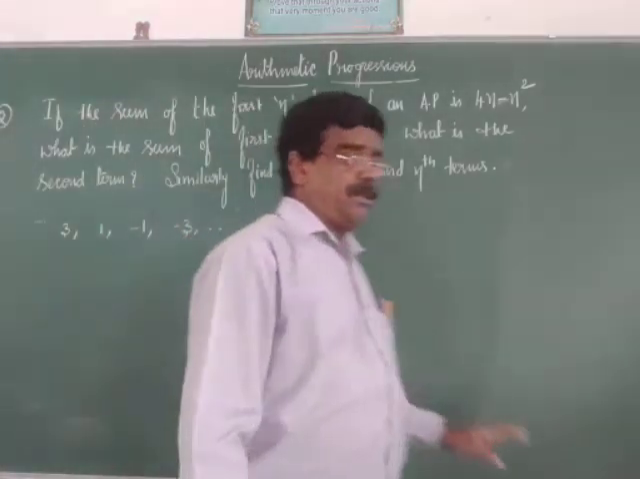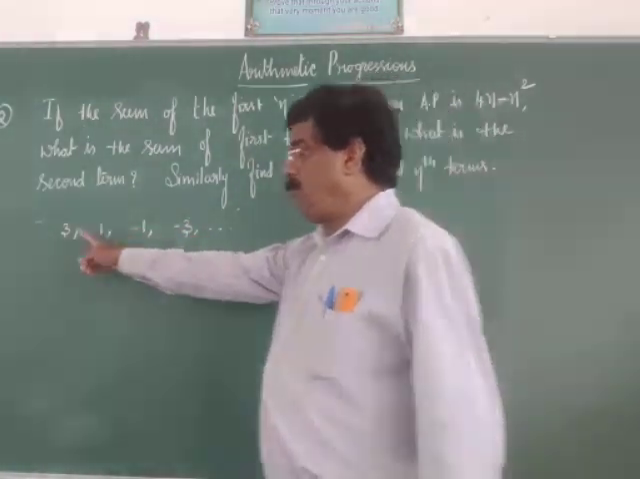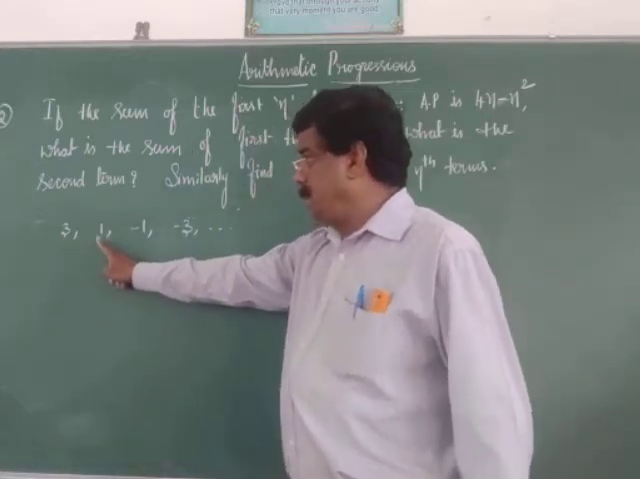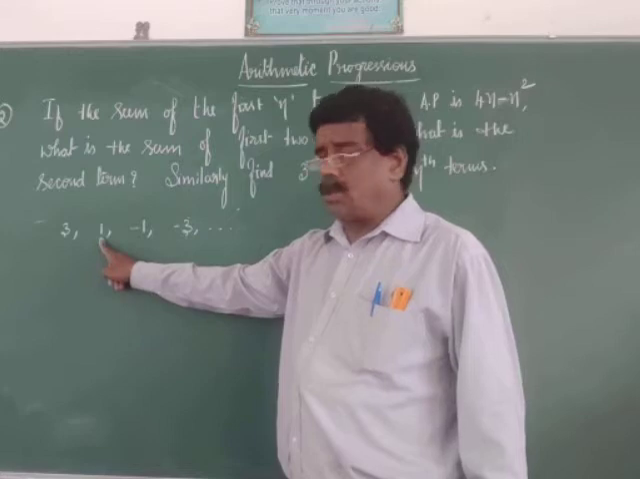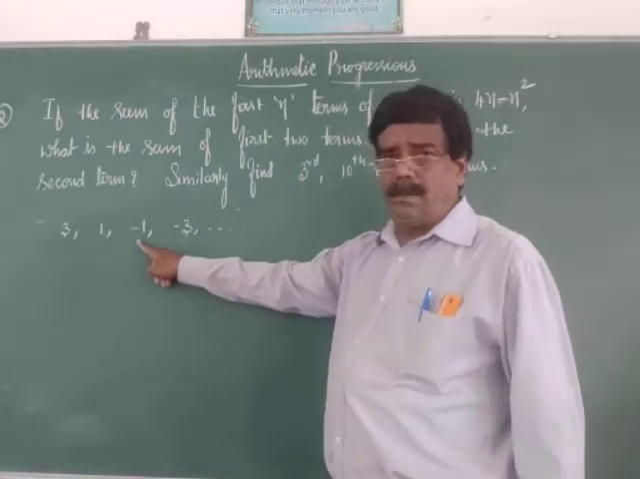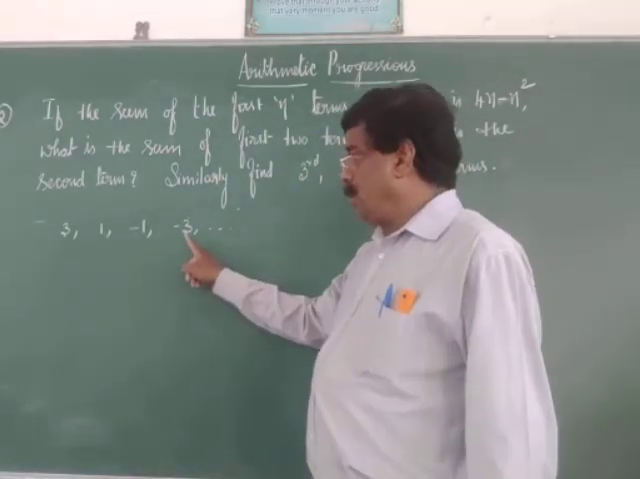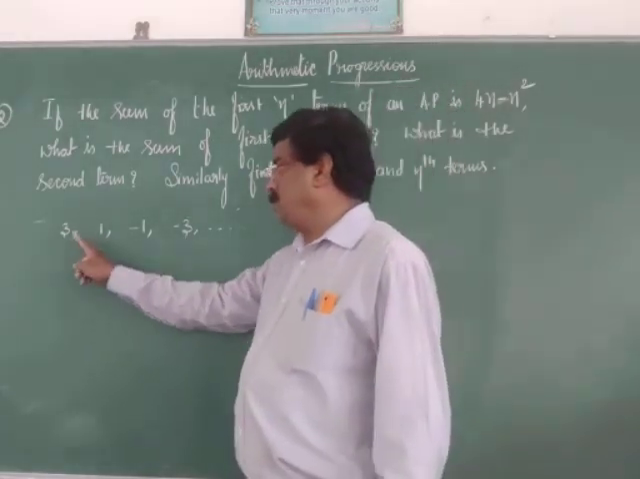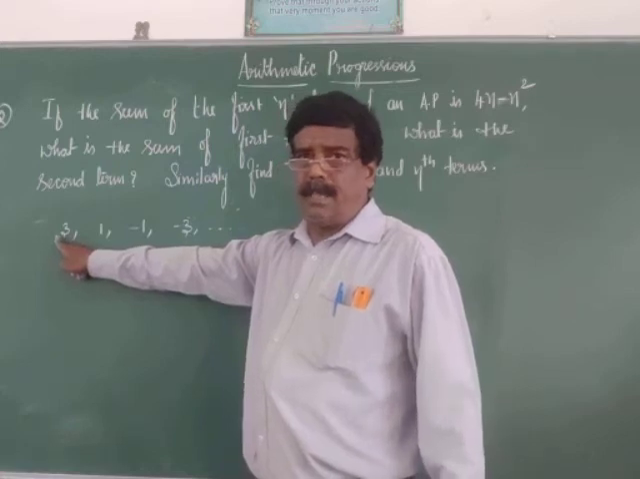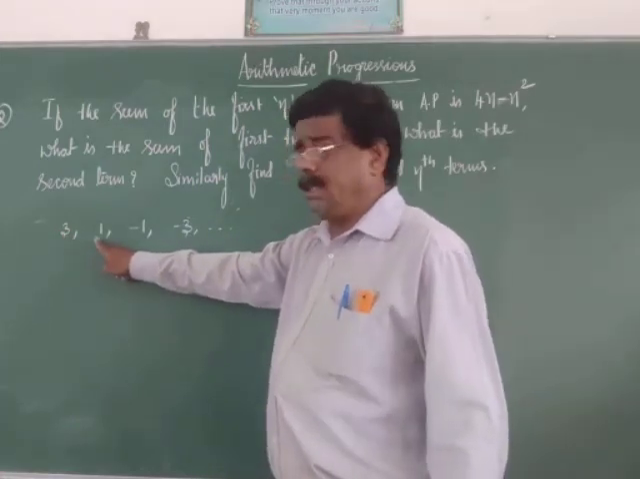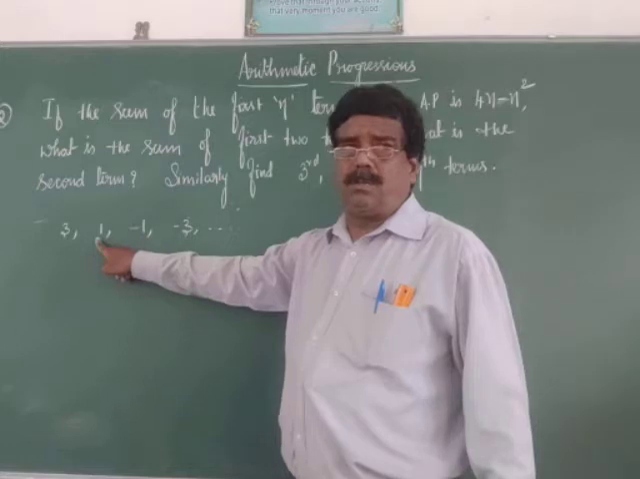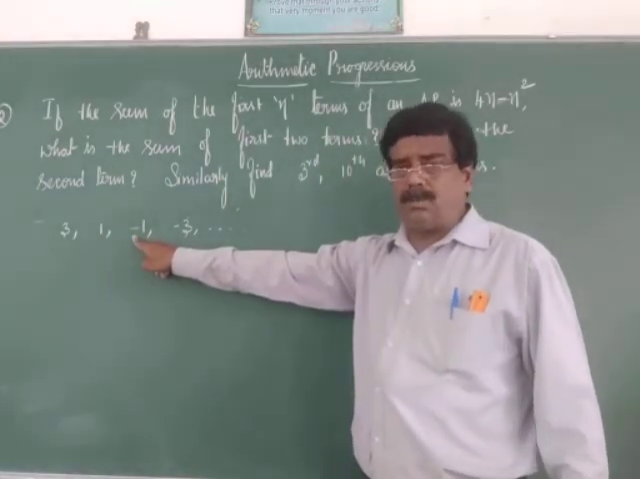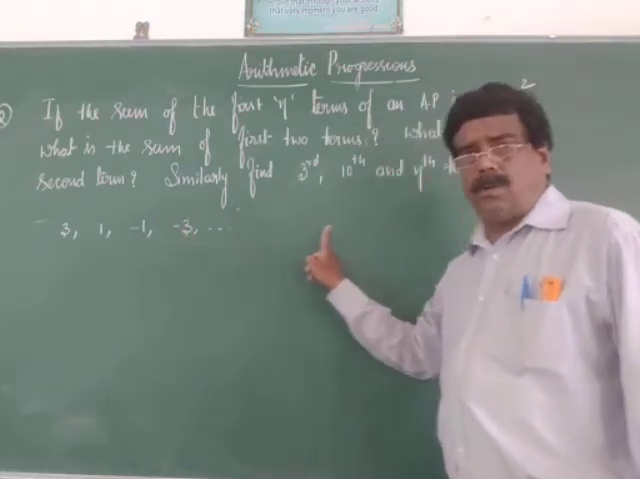Yes, this is the continuation of the sum. We already found the first term A as 3, the second term 1 also we found, the third term is minus 1, that's also over. The fourth term we can go on writing like that, because the common difference is minus 2. So 3 is there. 3 minus 2 is 1. 1 minus 2 is minus 1. Minus 1 minus 2 is minus 3. Like that you can go on writing.